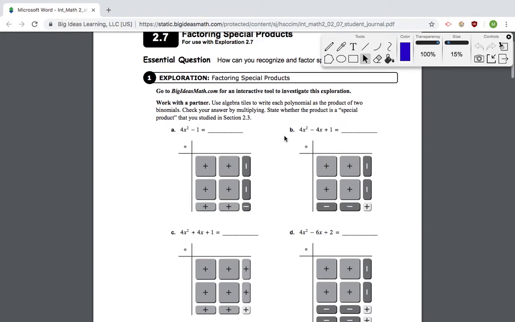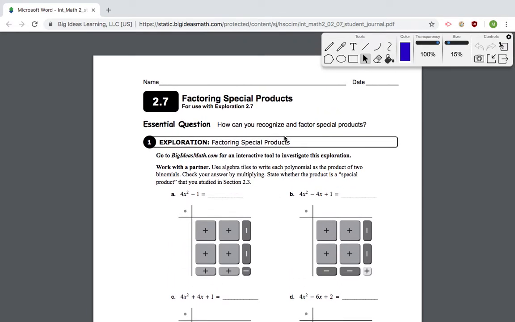Right, guys, this is for those of you who missed class today or need to review. This is section 2.7, factoring special products.